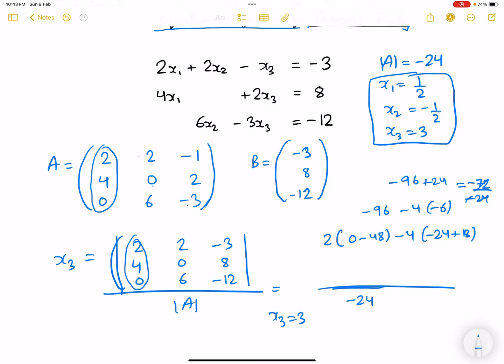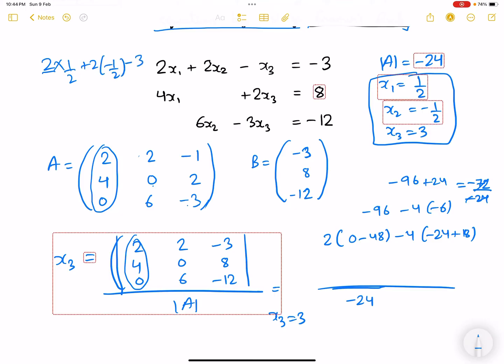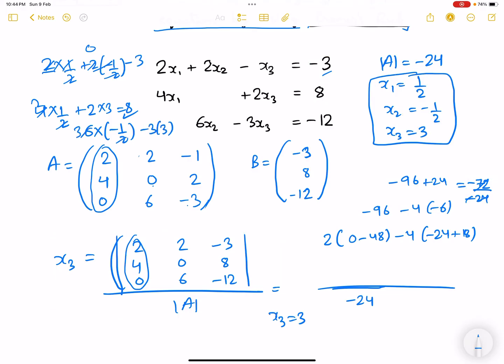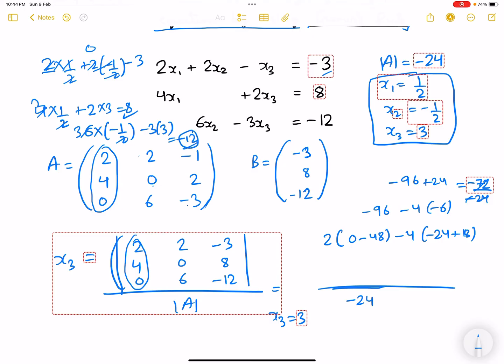So this is 2 into half plus 2 into minus half minus x3, 3. So this 1 minus 1, this becomes 0, minus 3, minus 3. Checking the second equation, 4 into half plus 2 into x3, 2 plus 6, 8. This is also satisfied. Checking the third equation, 6 into minus 1 by 2 minus 3 into 3, minus 3 minus 9, which is minus 12. So all these equations are satisfied. So this is the final solution.